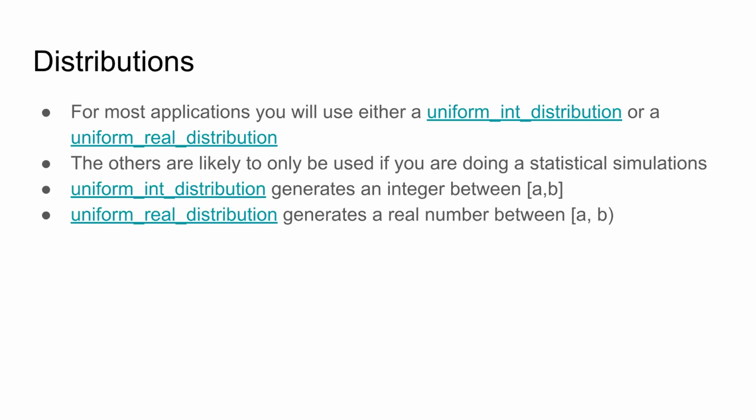For distributions, most of the time you're going to use either a uniform int distribution or a uniform real distribution. Both of these are equally likely to choose a value in their range. There are other types of distributions, but you'll probably never use them when programming unless you're doing some statistical simulation. The uniform integer distribution generates a value between A and B inclusive. The uniform real is inclusive on A, but does not include B, so up to, but not including B.